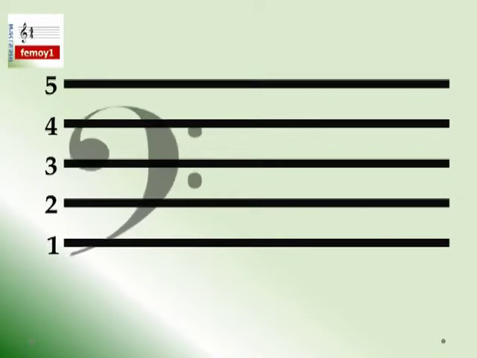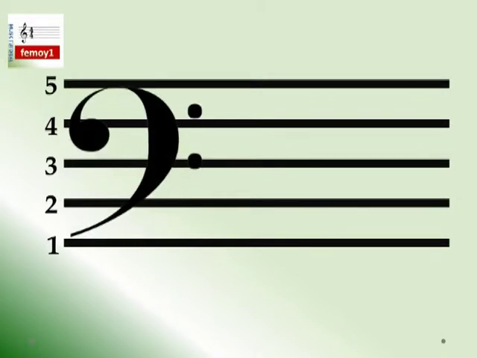On the first line of the bass clef, we have letter G. On the second line of the bass clef, we have letter B. On the third line of the bass clef, we have letter D. On the fourth line of the bass clef, we have letter F. And finally, on the fifth line of the bass clef, we have letter A.